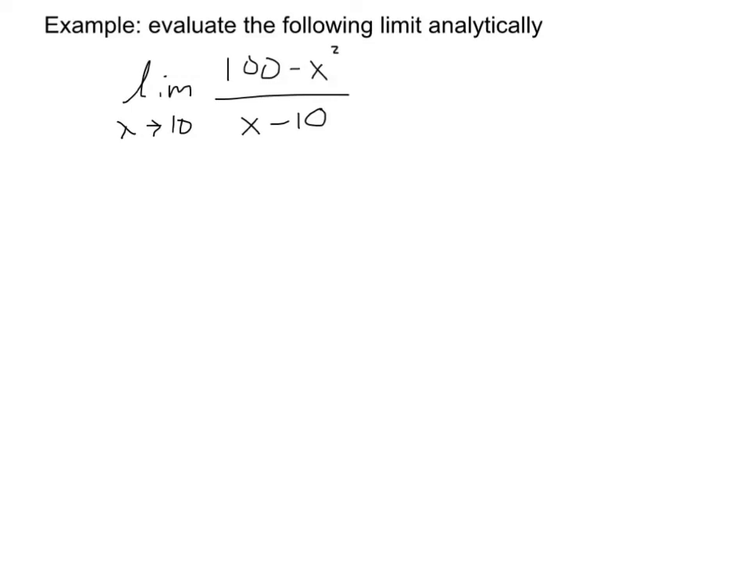So one more example for you to try. Go ahead and work this one out. So we attempt to plug in 10. When you plug in 10, you end up with 0 over 0, which means try harder.